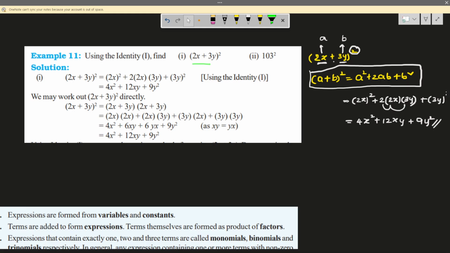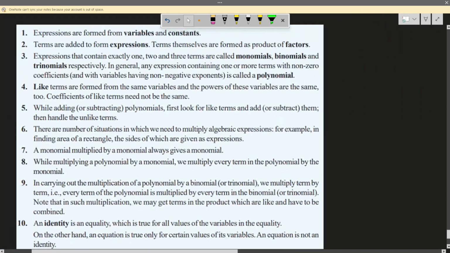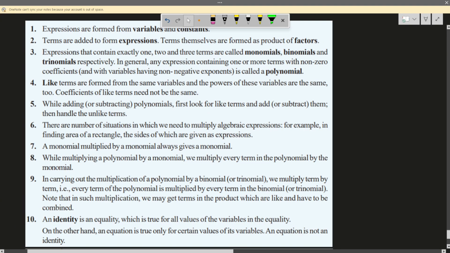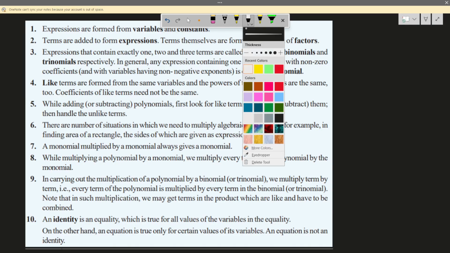So that's why we must remember all these things throughout our life, because it will be useful everywhere at each and every point of life. So just go through these points once. You can pause the video and go through these points once.